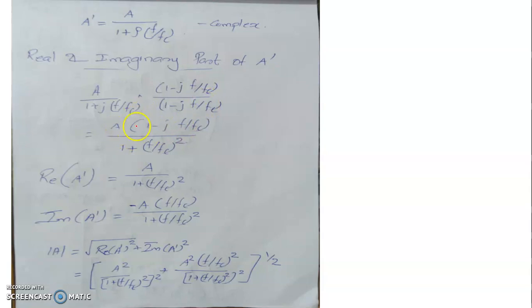Now this is A into 1 minus j into f by fc divided by, this is of the form a plus b into a minus b, a square minus b square, that is j square into f by fc whole square. j square is minus 1, minus minus makes it plus, so 1 plus f by fc whole square. So the real part is the fraction without j, and the imaginary part is the fraction with j. So we can decompose the numerator into two: A minus jA into f by fc, by 1 plus f by fc whole square. The component without j, A by 1 plus f by fc whole square, is the real part of the complex gain. And the imaginary part is minus A into f by fc by 1 plus f by fc whole square.